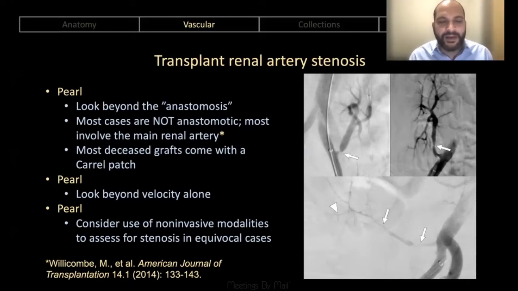And then finally, when we're looking at cases of transplant renal artery stenosis, since we're not dealing with a binary of yes, there's a stenosis or no, there's not a stenosis, it's important to have the possibility to evaluate it with a different modality, perhaps CTA or MRA. We use MR with ferumoxytol to be able to evaluate these patients. So that's something to consider as well.